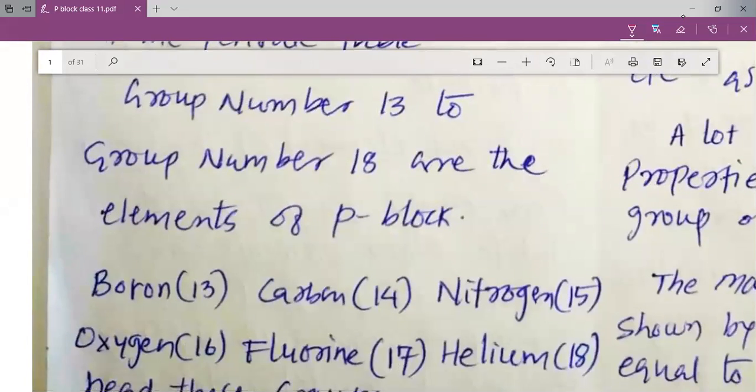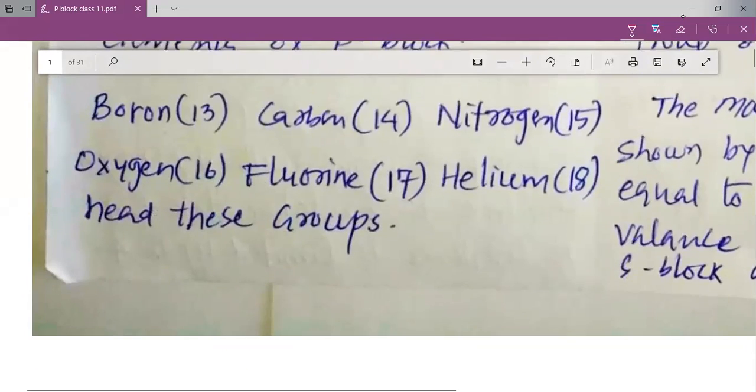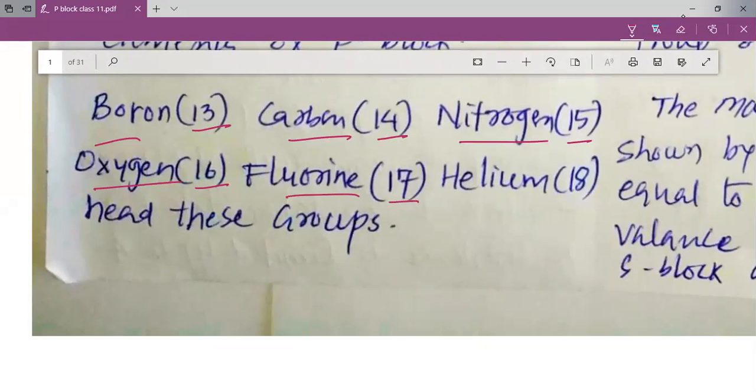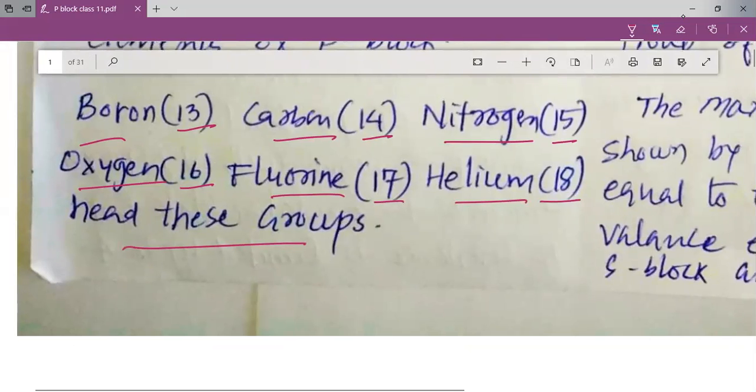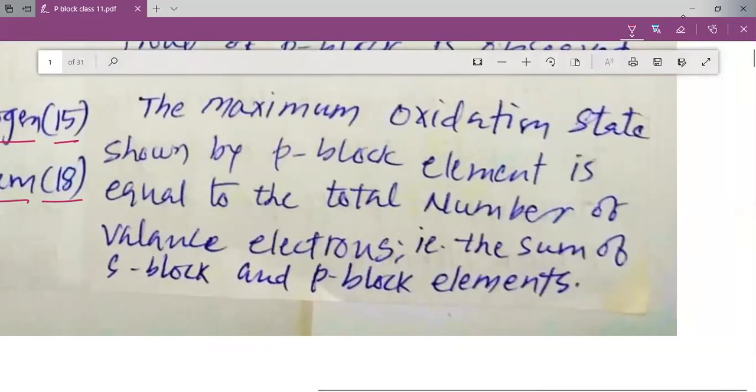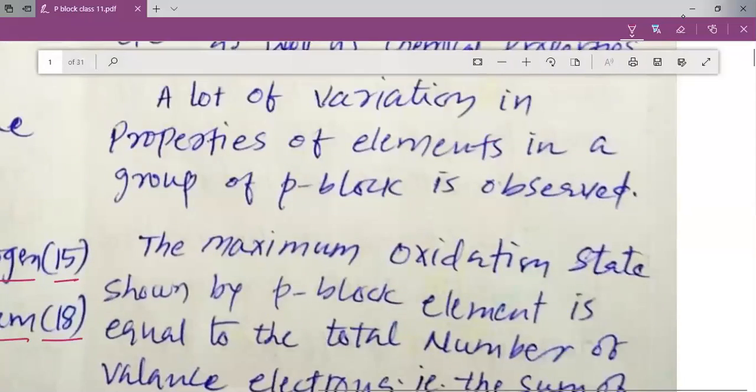So group number 13 to group number 18 are the elements of the p block. Group number 13 has the first element boron. Group number 14 has the first element carbon. Group number 15 has the first element nitrogen. Group number 16 has the first element oxygen. Group number 17 has the first element fluorine, and group number 18 has the first element helium. These are the first elements of groups 13, 14, 15, 16, 17 and 18.